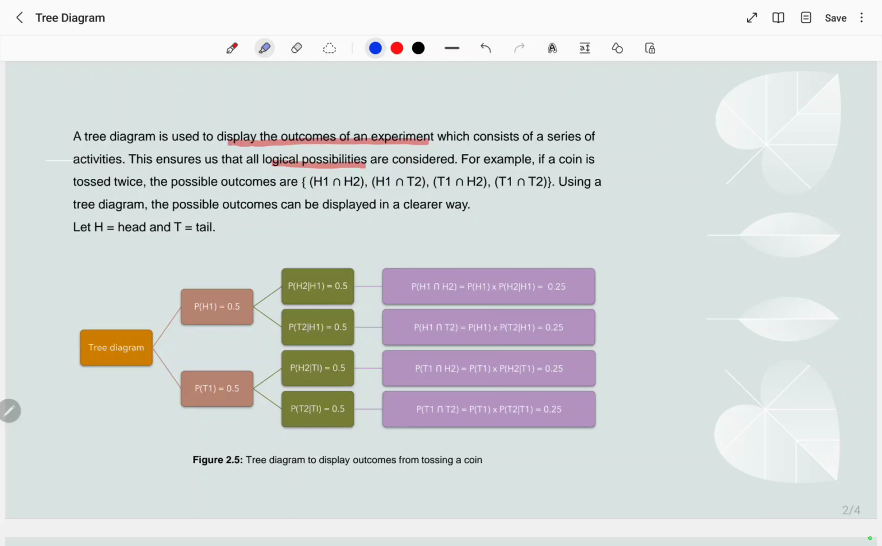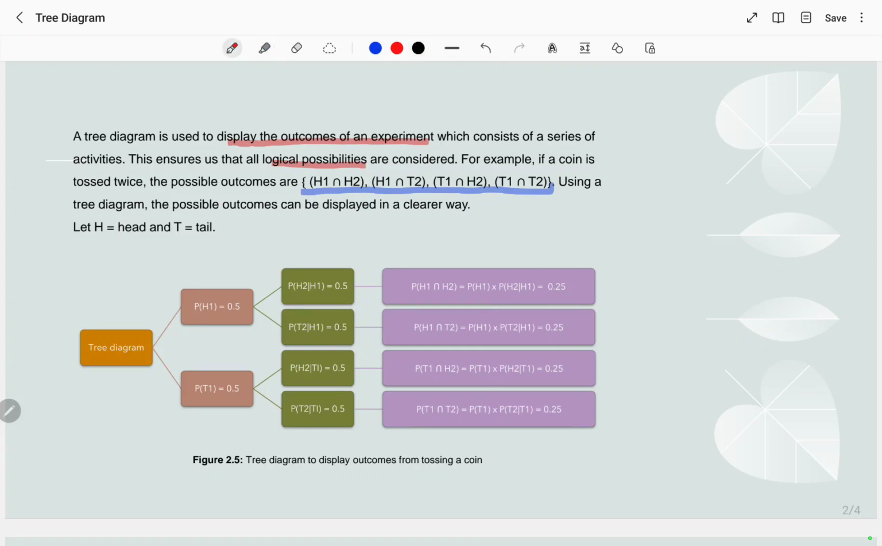Let's say you have a coin and you toss the coin twice. This indicates that you are performing the experiment 2 times. So the possible outcomes, when listed, are H1 intersect H2, H1 intersect T2, T1 intersect H2, and T1 intersect T2.